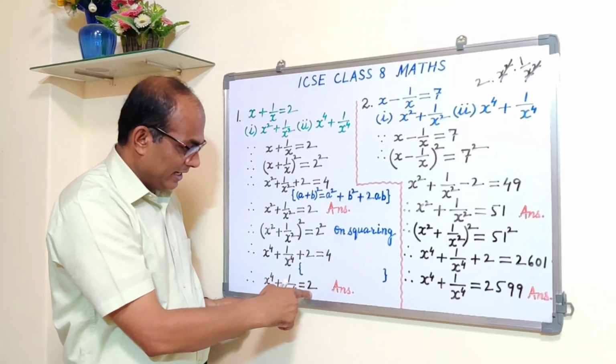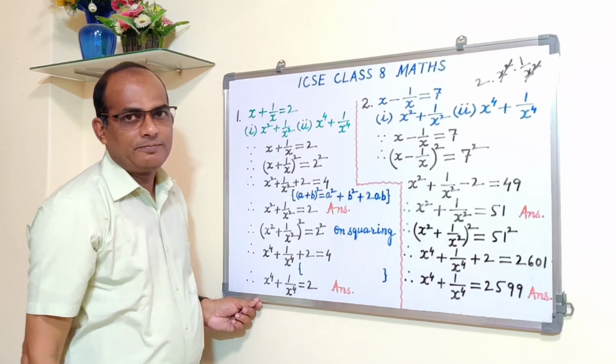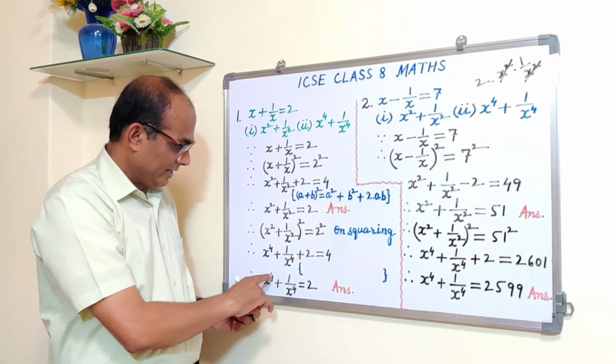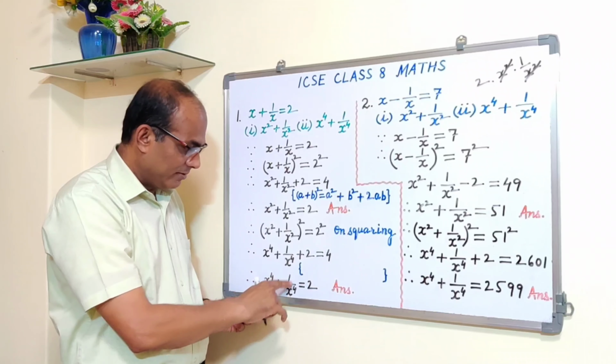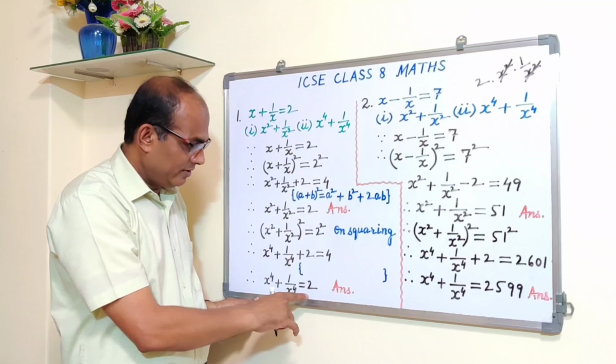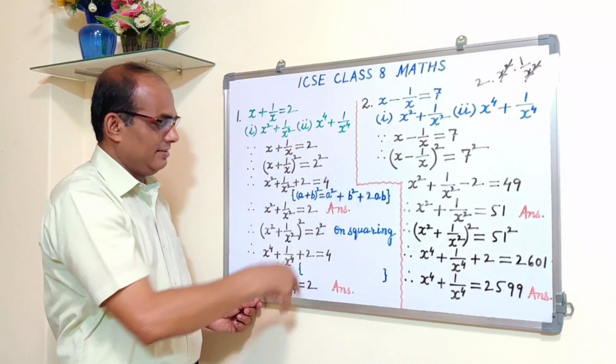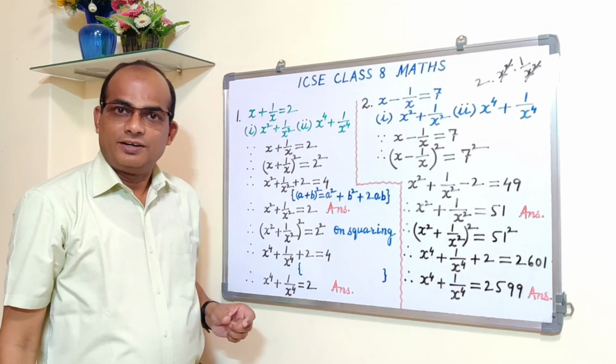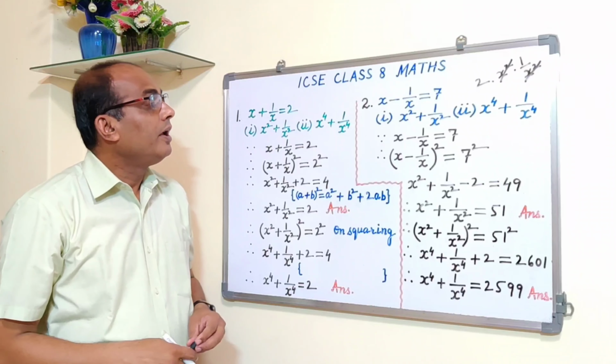So 4 minus 2, that gives you 2. So that one step you can write down here. Fine. And then you got x raised to the power 4 plus 1 upon x raised to the power 4 is equal to 2. This is the second answer. I hope it's clear. Okay.